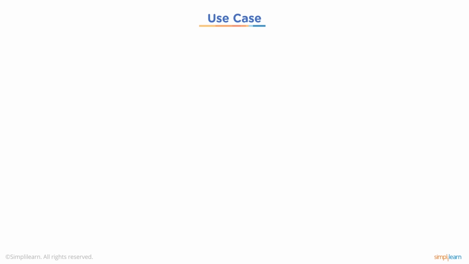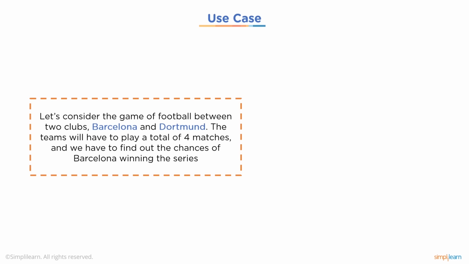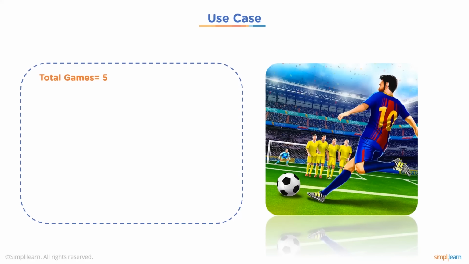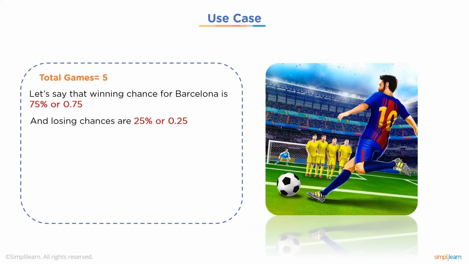You win or lose. Let's consider a use case, the game of football between two clubs, Barcelona and Dortmund. The teams will have to play a total of 4 matches, and we have to find out the chances of Barcelona winning the series. So we look at the total games, and we're looking at 5 different games or matches. Let's say that the winning chance for Barcelona is 75% or 0.75. That means at each game, they have a 75% chance that they're going to win that game. And losing chances are 25% or 0.25. Clearly 0.75 plus 0.25 equals 1, so that accounts for 100% of the game.